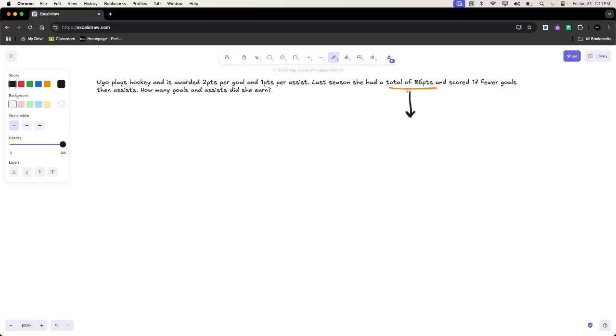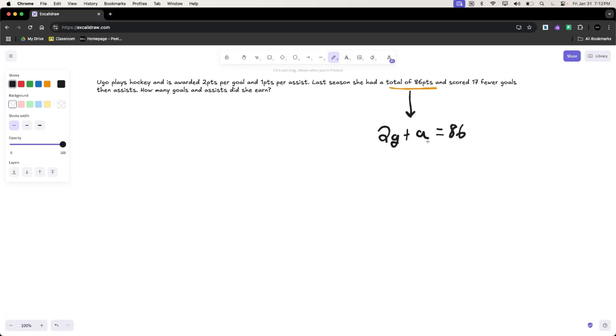Well, these points are earned based off of the amount of goals and assists made. And you earn 2 points per goal while you earn 1 point per assist. So, these goals and assists make up your points. So, what we can say is 2G plus A, which equals 86.